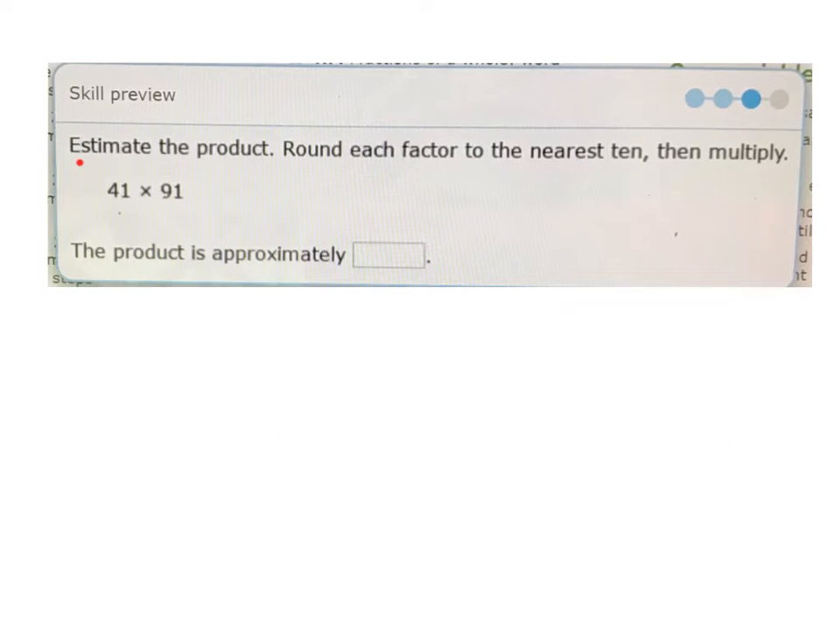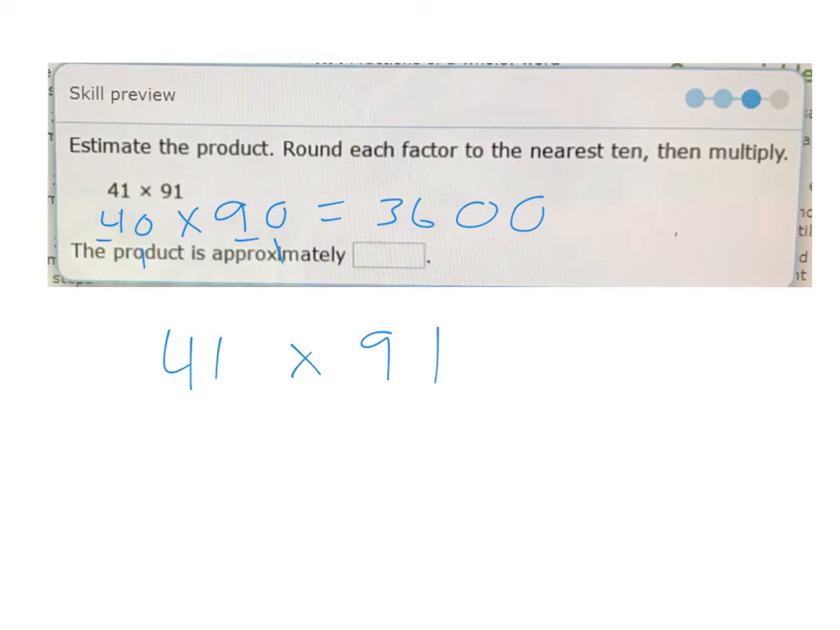This example says, estimate the product, round each factor to the nearest 10, then multiply. 41 would obviously round to 40, 91 would round to 90. 4 times 9 is 36, and then I have 1, 2 zeros, 3,600. If you're struggling, write it out.